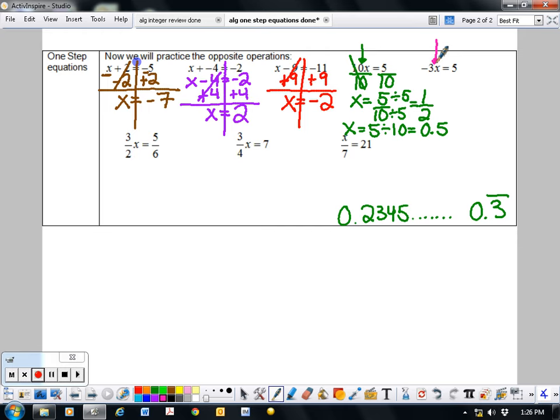The negative 3 is right next to the x. There's nothing between that 3 and x. So that means it's multiplication. So this is a negative 3 times x. To undo times, I divide by negative 3. So the 3's cancel, my negatives are canceling out, and I have just an x here.